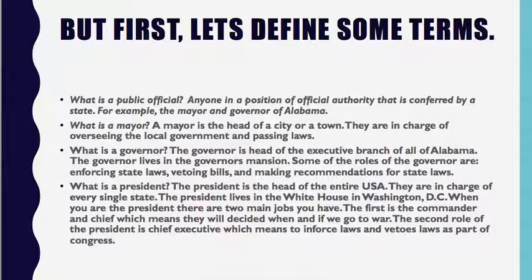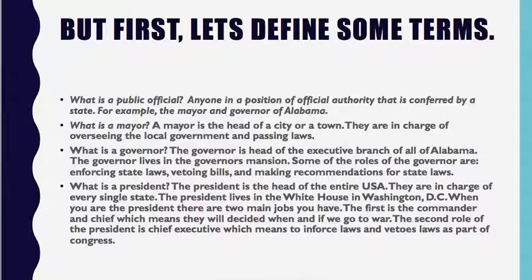So we're going to start little and we're going to build big. We're going to start off with talking about our mayor. A mayor is the head of a city or a town. They're in charge of overseeing the local government and passing laws. For example, we have a mayor that's over our Montgomery city. Birmingham has a different mayor over their city. So they're just in charge of the city of their state.